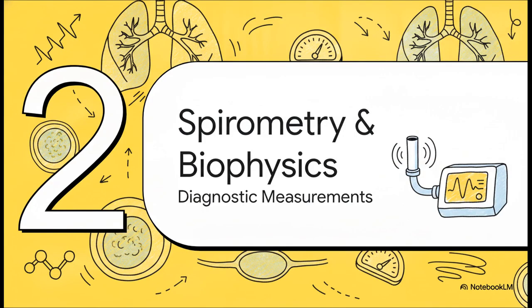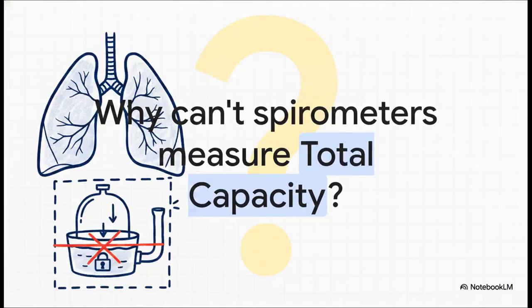Moving on to Section 2, Spirometry and Diagnostic Biophysics. So now that we know the compartments themselves, let's explore how we actually measure these invisible volumes in a real clinical setting. And here's a common examination trap for you. A standard spirometer only records the volume of air moving into and out of the mouth over time. So why can't it measure total lung capacity?